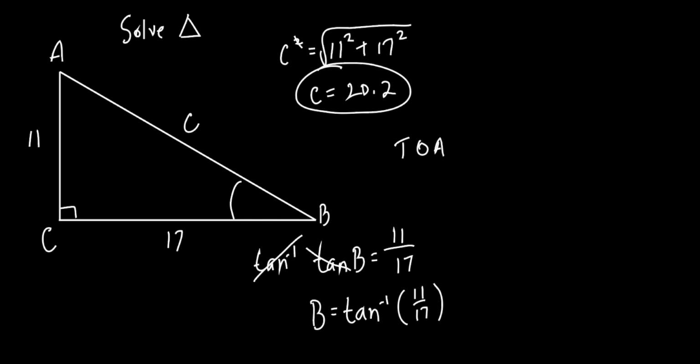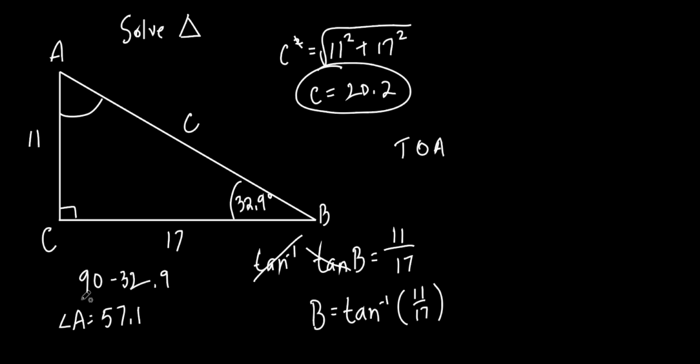So I hit second function tangent, and then I put 11 divided by 17, close the parentheses, hit enter, and there it is, 32.9. So angle B is 32.9 degrees. How could I find angle A without doing any trig whatsoever? We did it once already today. Come on, you've got a right triangle, subtract from 90. That's right. So I'm going to go 90 minus 32.9, and that's going to give me 57.1, and that's angle A.